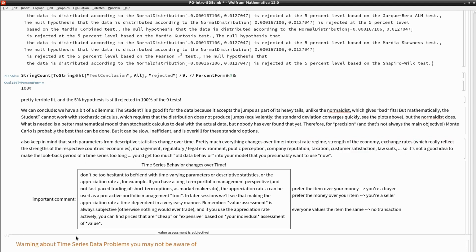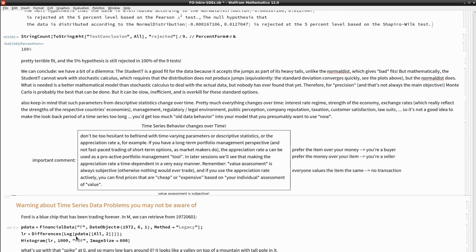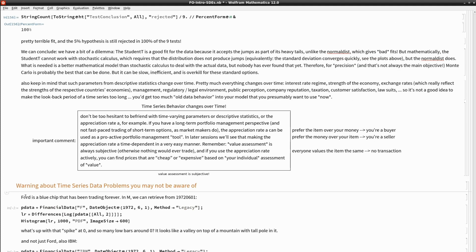Okay, so to be complete and in line with what I say in my data science with Mathematica track, I also need to point out some data problems now. I had mentioned it in two previous sessions in the data science track. So, for example, you need to keep in mind that a blue chip company that may have been trading forever may show behaviors that you don't realize unless you look at the time series or look at some descriptive statistics about that time series.